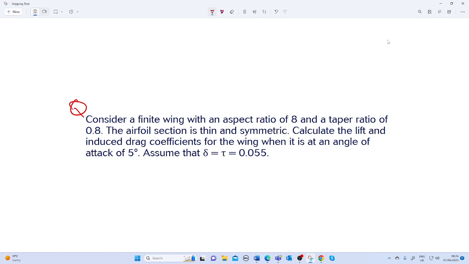Consider a finite wing with an aspect ratio of 8 and a taper ratio of 0.8. Assume the airfoil section is thin and symmetric. Calculate the lift and the induced drag coefficient, that is CDI, for the wing when it is at an angle of attack of 5 degrees. Assume that delta, which equals tau, equals 0.055.